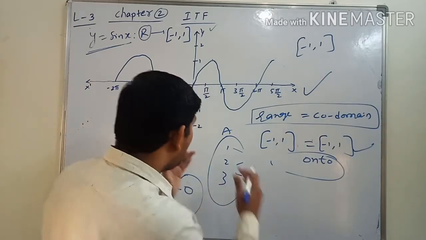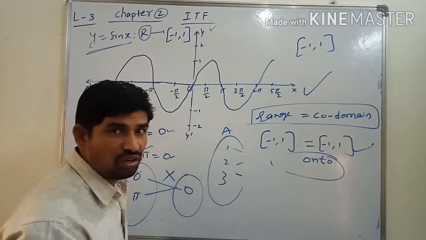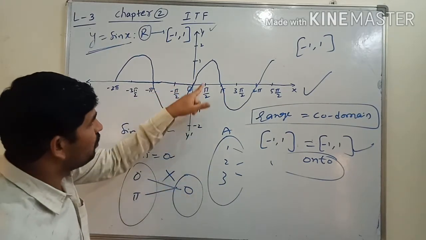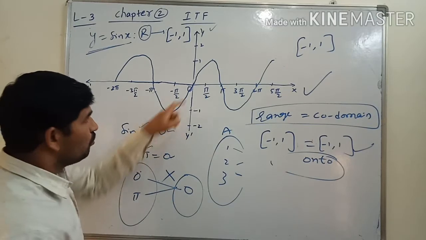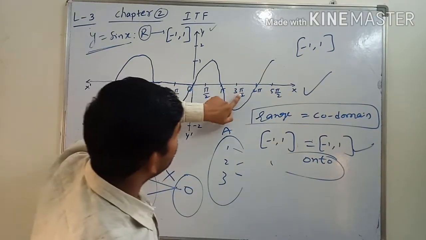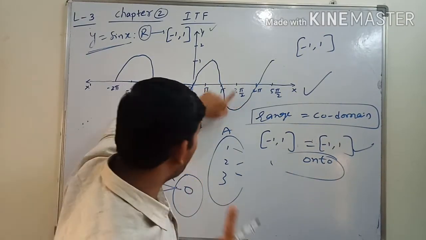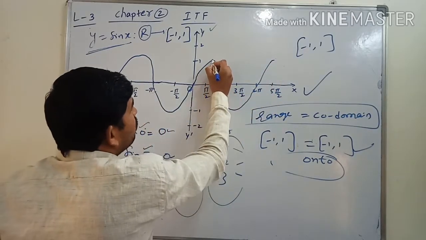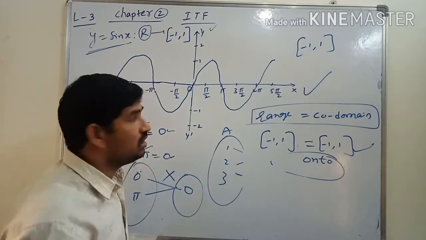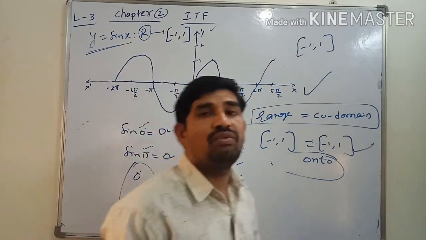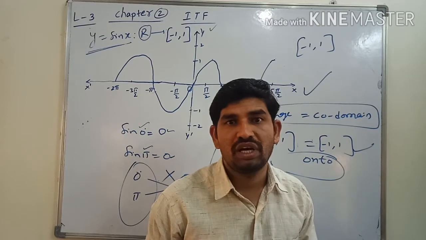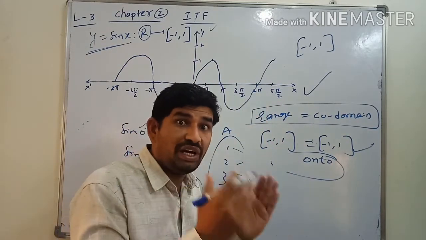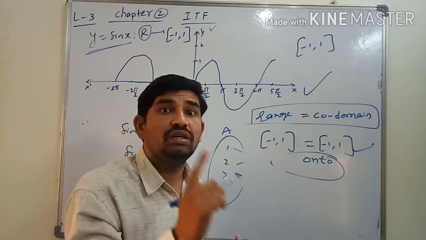But still the function is not one-one. Yes or no? Because for 0 degrees it gives 0, and for pi it also gives the same answer, 0. For 90 degrees the result is 1, for 3 pi by 2 the result is -1, and for pi by 2 again the result is 1. See, different values are giving the same result. For pi by 2 and for 5 pi by 2 we have the same result. Different values having the same image.